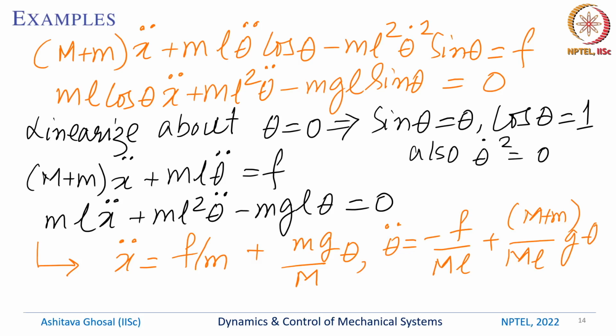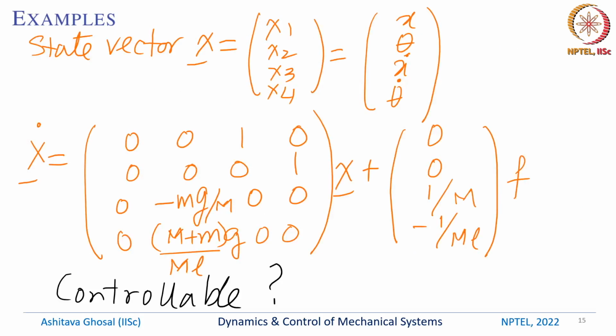So these are two linearized second order ordinary differential equations obtained from the full nonlinear ODEs for an inverted pendulum on a cart. So we can write this in the state space form, and the state vector is x1, x2, x3, x4. There are 4 of them: x1 is x, x2 is theta, x3 is x dot, x4 is theta dot. And we can write it in the form x dot equals F x plus G u.